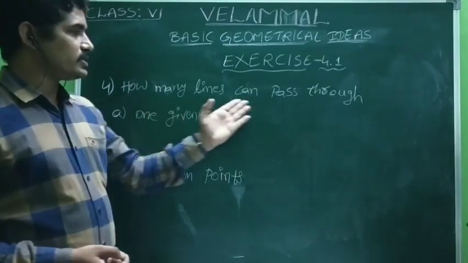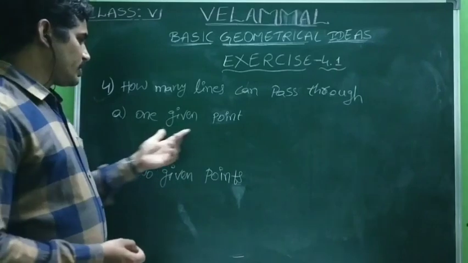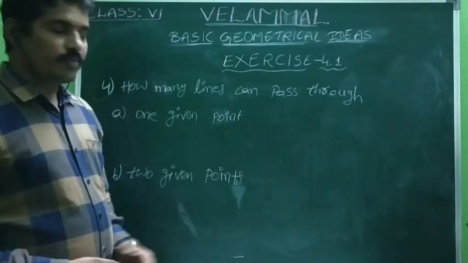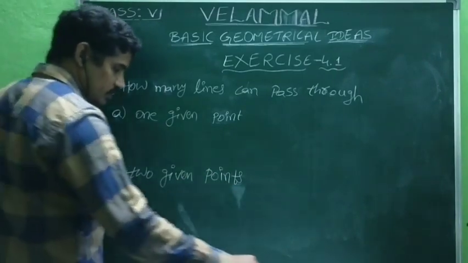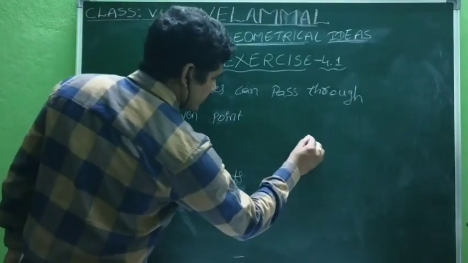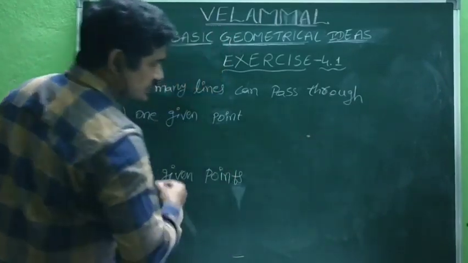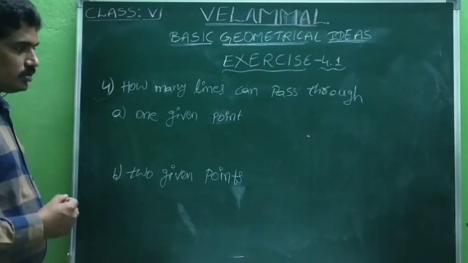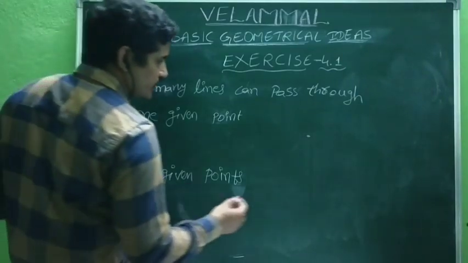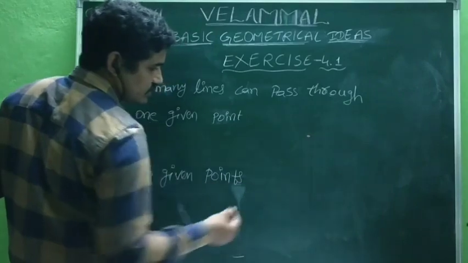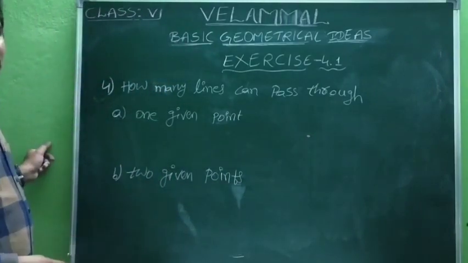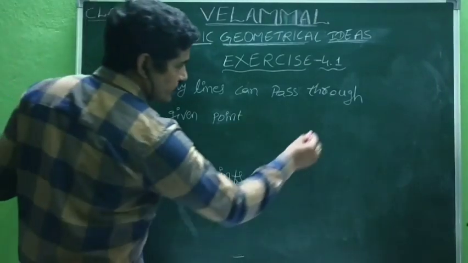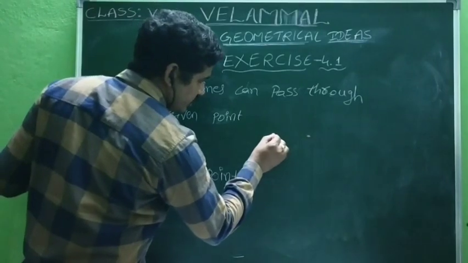Now, how many lines can pass through one given point and two given points? See, for example, one point is there. The question is, for example, this is the point. From this point, how many lines can be drawn? See, here it is not mentioned in which direction to start. From this, how many lines can pass? So, for example, I am drawing.